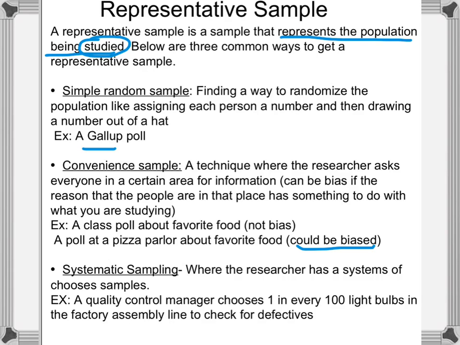Systematic sampling is where a researcher has a system for choosing samples. So, for instance, a quality control manager chooses 1 in every 100 light bulbs in the factory assembly line to check for defects. So it's random in that they weren't put on the conveyor belt in the same way, but it's systematic where they have a system of choosing that random sample.